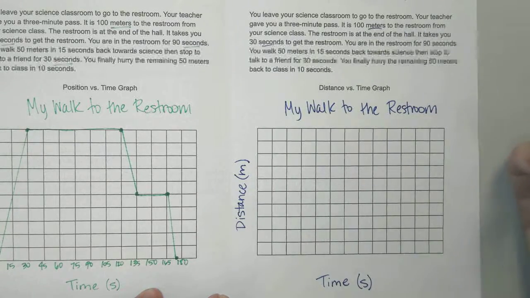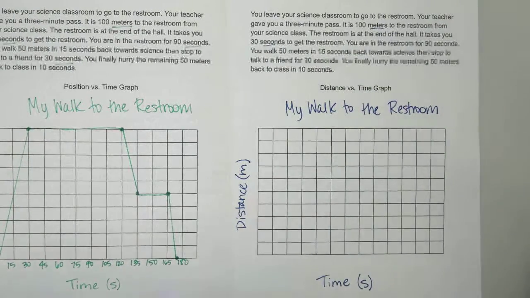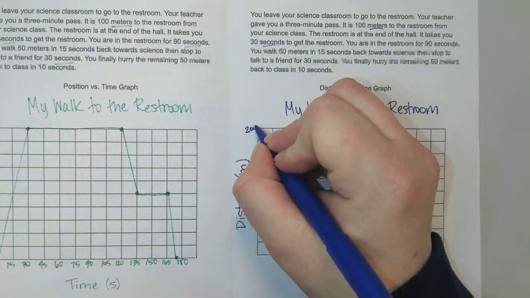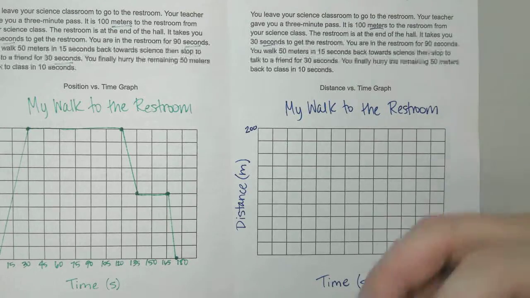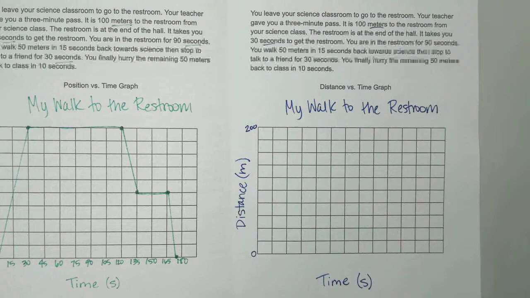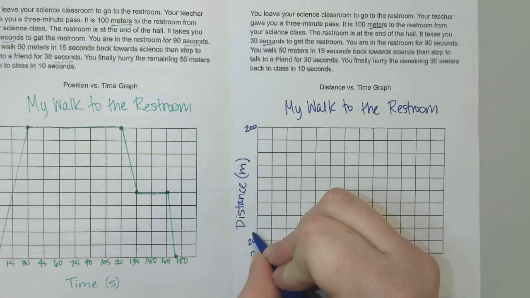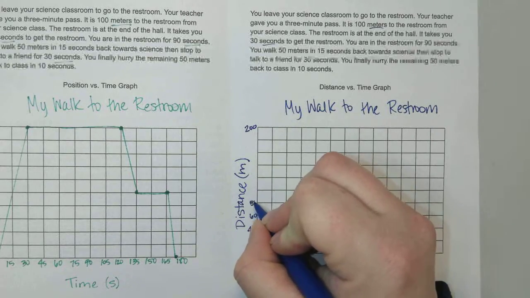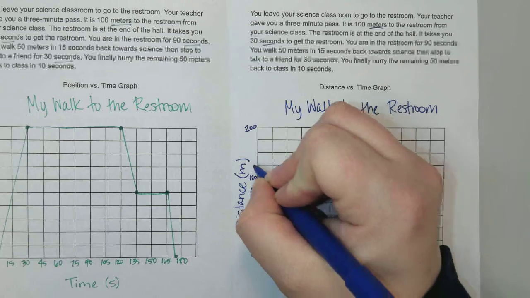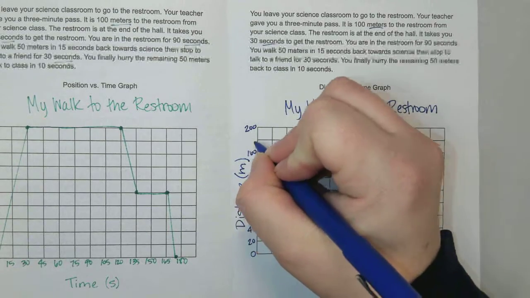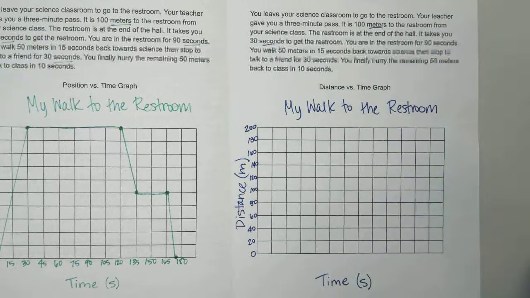Now our scale might be a little bit different, because we know that we go all the way to the bathroom, which is 100 meters, but then we come all the way back, which is another 100 meters. So we're going to need to go all the way up to 200 meters on our distance axis. So we start at 0 and we need to get to 200. Instead of counting by tens, like we did for our position versus time graph, now we need to count by 20s. So each line is worth 20. 20, 40, 60, 80, 100, 120, 140, 160, 180, up to 200.